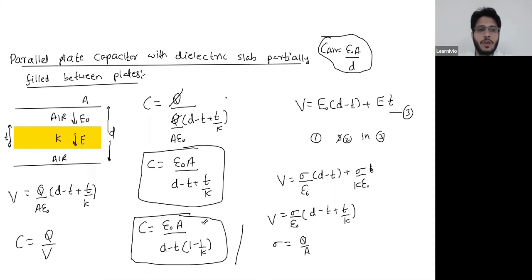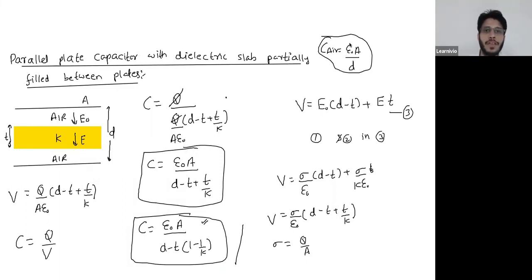Padma, can you compare C and C air? This is C, epsilon naught A over D minus T, 1 minus 1 by K. And this is C air, which is epsilon naught A by D. Which one is greater? C air is less. Why is it less? Because T into 1 minus 1 by K is being subtracted from the denominator.